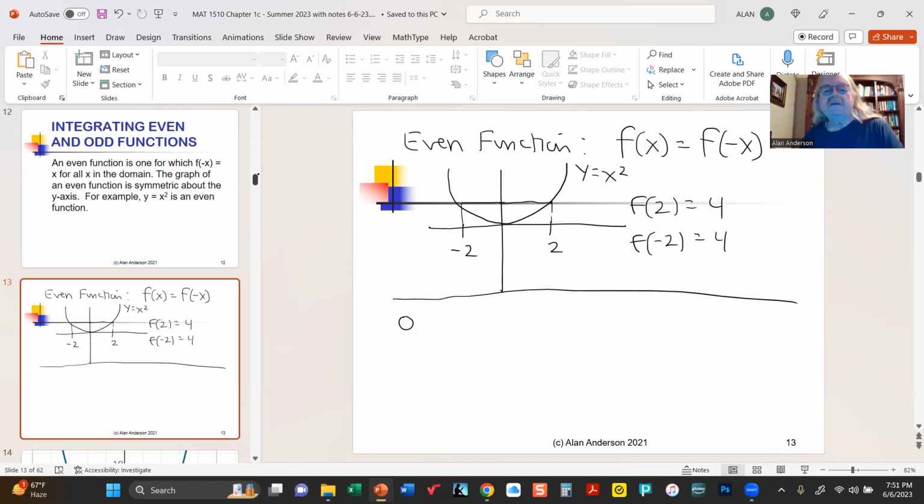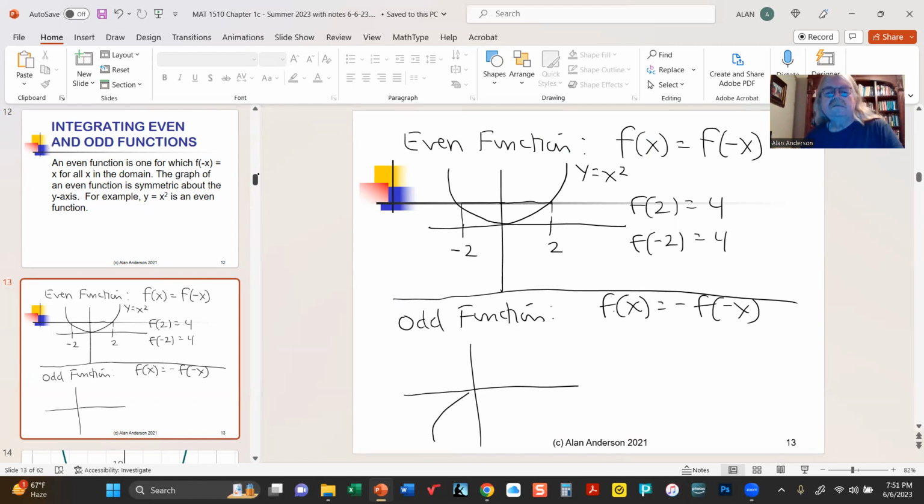Now, an odd function means that f of x equals negative f of negative x. So when would that happen? Let's say the function is y equals x cubed. And again, I'll pick 2 points at random. 2 corresponds with the y value of 8, but negative 2 corresponds with the value of y of negative 8. Because obviously when you cube a negative number, it's still negative.